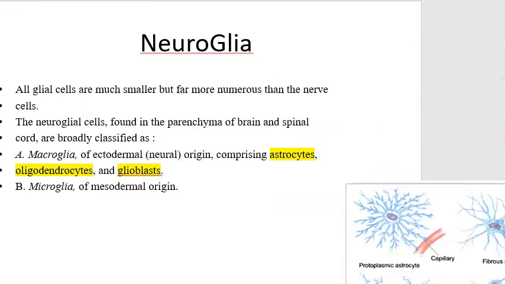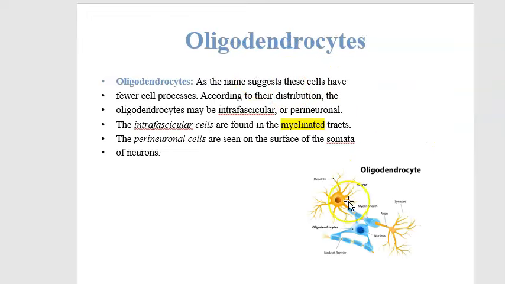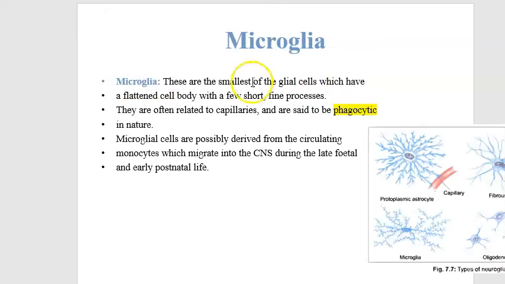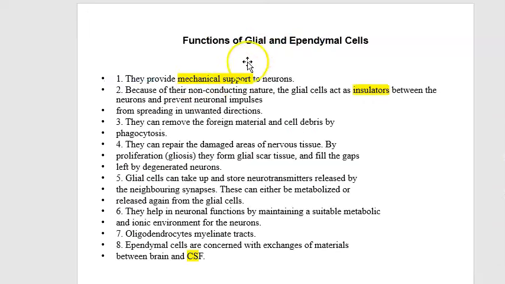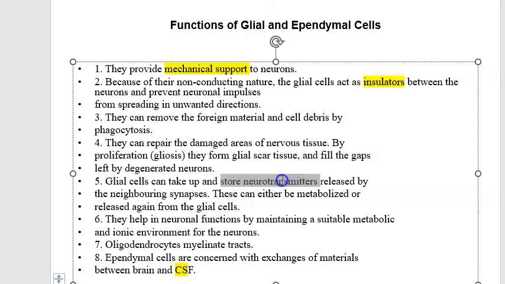Let me just tell you a little more here. Astrocytes, blood-brain barrier. Oligodendrocytes form the myelin in the central nervous system. Glioblasts differentiate into other glial cells, macroglial cells actually. Microglia, phagocytic, we told you they will remove anything that is not supposed to be there. Then these glial cells also provide mechanical support. They act as insulators so that they will allow the nerve impulse to transmit, right? Then what else? They store neurotransmitters. Everything else I think I have told you, okay?